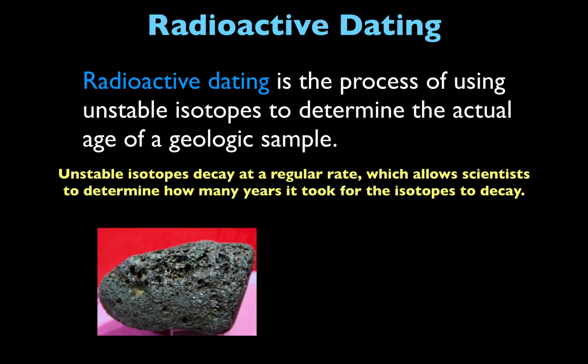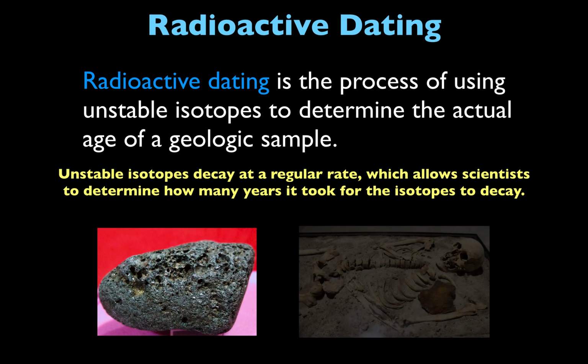This is how scientists figured out the age of the Earth. This is a picture of a meteorite sample. Meteorites have undergone the process of radioactive dating, which allowed scientists to figure out that Earth is 4.6 billion years old.